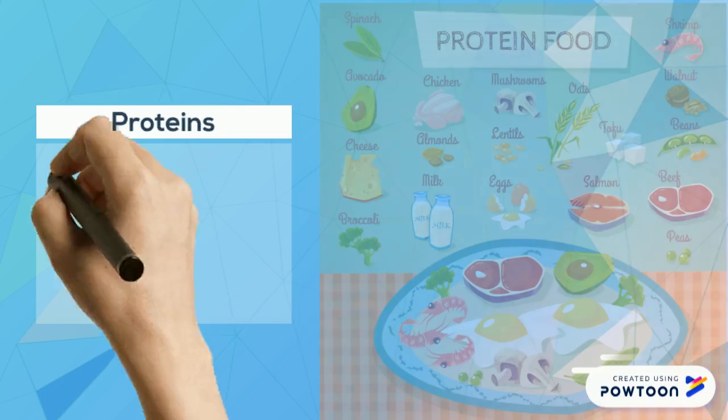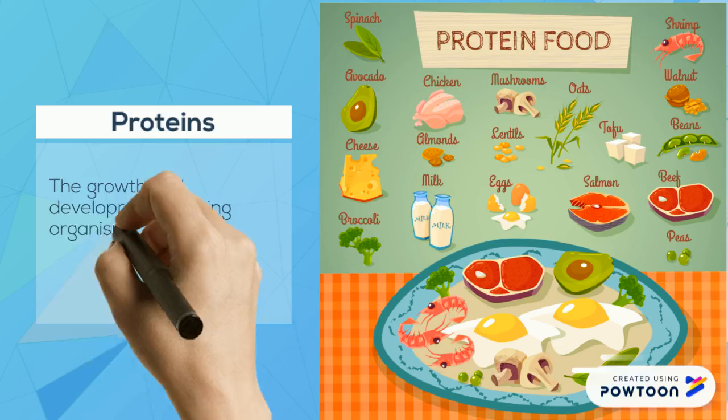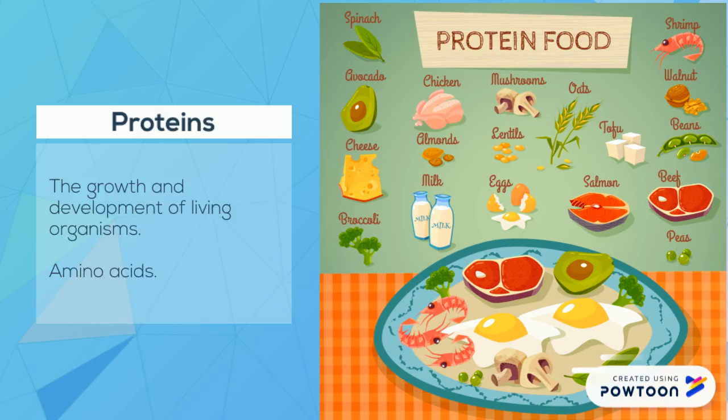Proteins. Proteins play a role in the growth and development of living organisms. In addition, nitrogen is present in the structure. A living thing in protein deficiency cannot develop. The basic structural unit of proteins is amino acids.